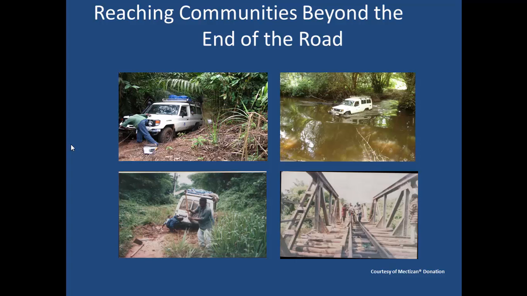Reaching these communities beyond the end of the road is extremely difficult. I did not take these pictures, I have to admit. I would have loved to, but these were given to me by the Mectizan Donation Program, and Mectizan is another name for ivermectin. But you can see here, it's very difficult to get to some of these communities. They are in the jungle. You have rainy season, no roads, bad bridges, and so if you want to do an MDA and reach everyone, it can be extremely challenging.